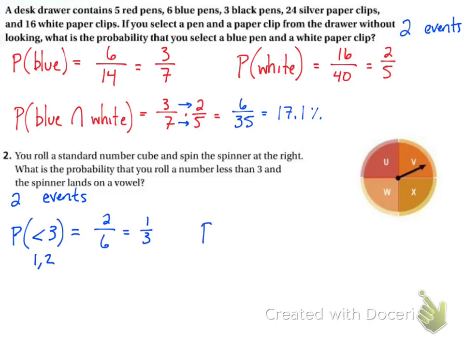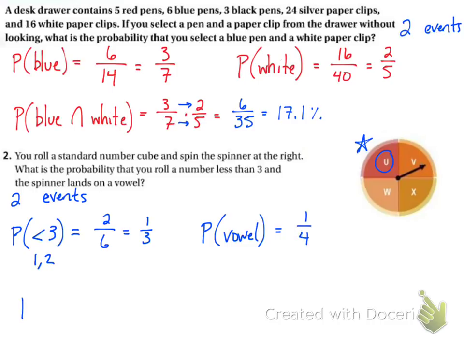And then the probability that the spinner lands on a vowel. The only vowel that we have here is U. Put a little star by it. Again, vowels are A, E, I, O, and U. So it's going to be 1 over 4.